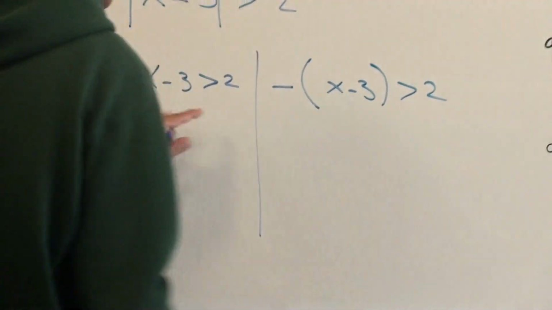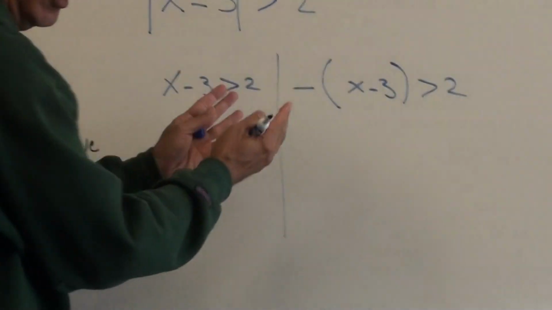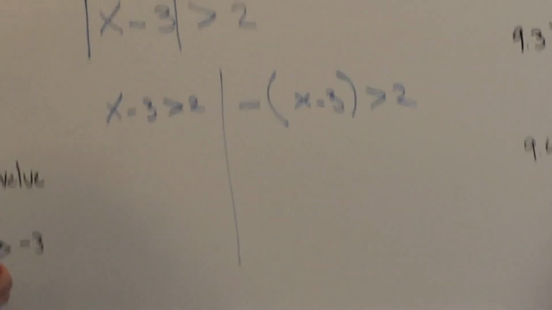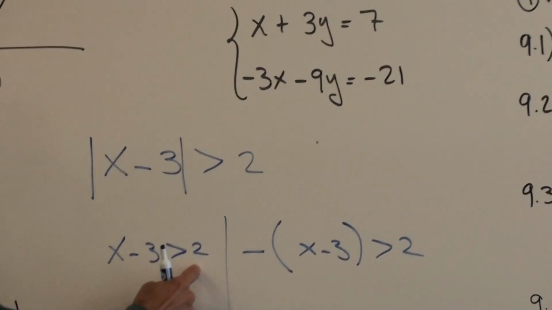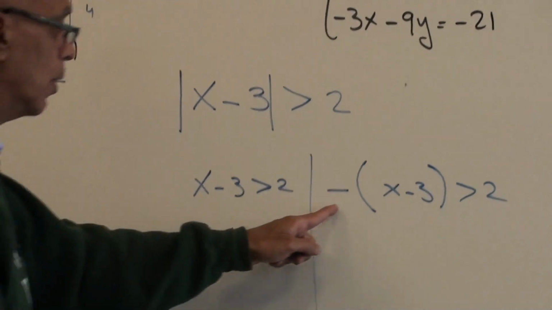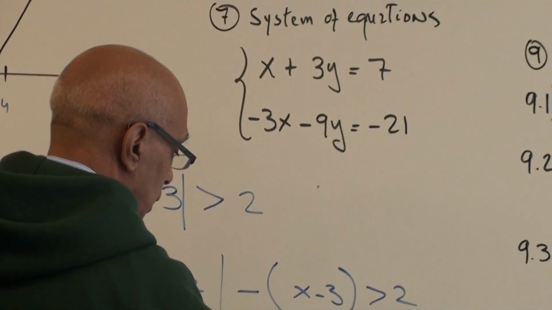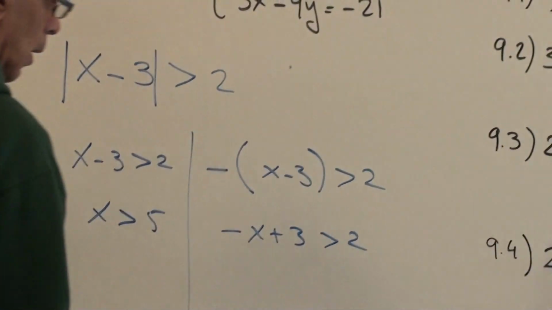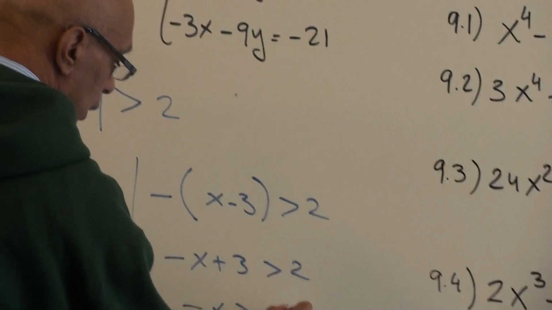Please remember to put the parentheses. It's very important, because this is one expression. It's not isolated. So here I can bring 3 to the other side, so x greater than 5. Now here, I'm going to distribute this negative. It's going to be negative x plus 3. Then 3 goes to the other side. Again, it's going to be negative 1.